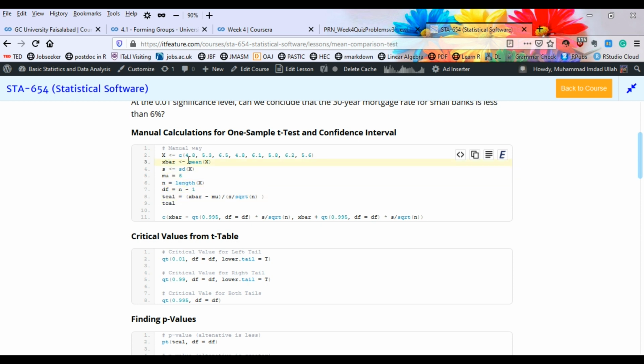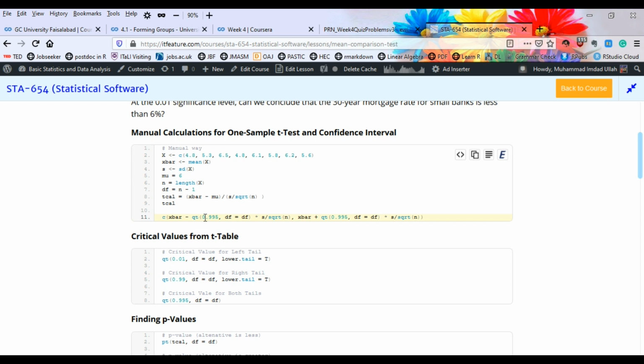We also stored all the calculations in different variables, for example, mean in x bar, standard deviation in s, number of observation in n, degree of freedom in df variable. The formula that we used is x bar minus mu divided by standard deviation over square root of n. And this line of code calculates the confidence interval for one sample.